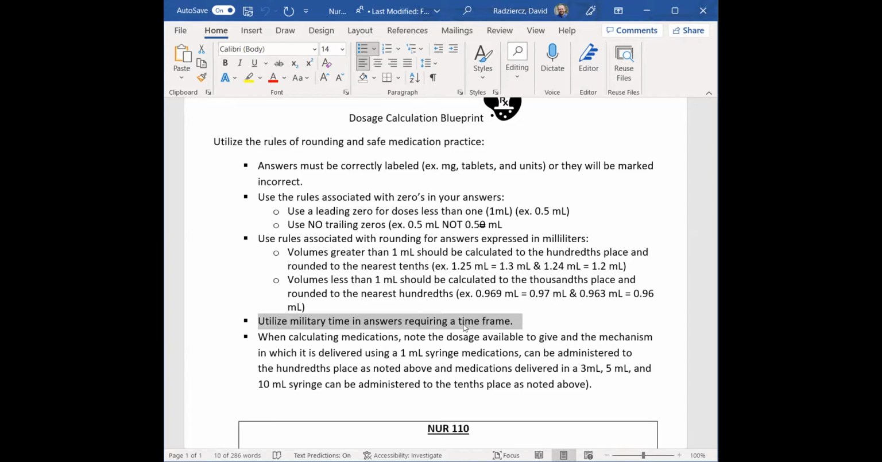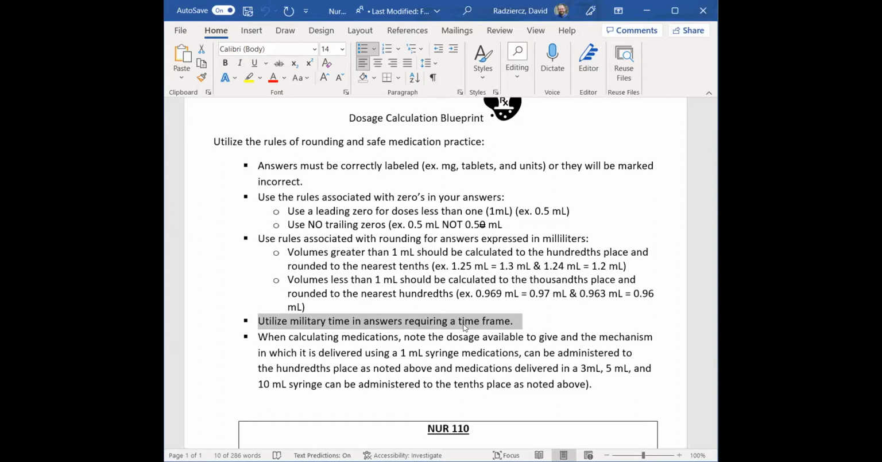Then we go to 1300 for 1 p.m., 1400 for 2 p.m., all the way up to 2300, which is 11 p.m. And then we start the cycle over at 0, which is 12 a.m. So it's a 24-hour time versus a 12-hour time. You might see some questions, probably more so on your ATI than on your 110 test, but I just wanted to give you a heads up about that.